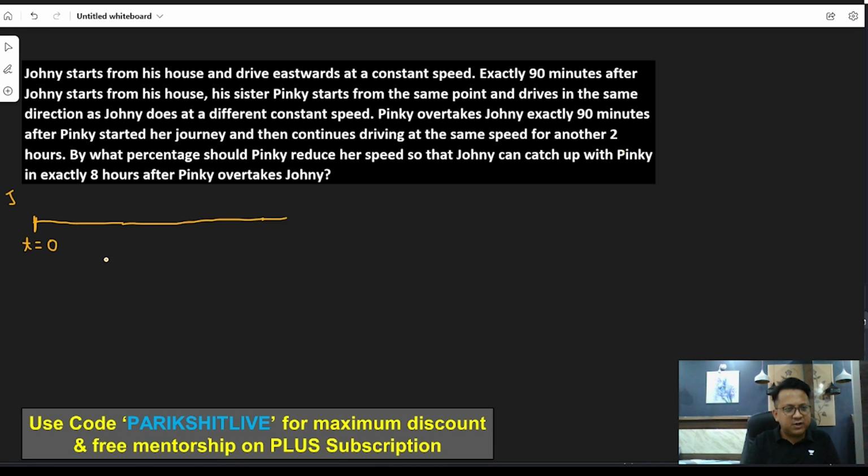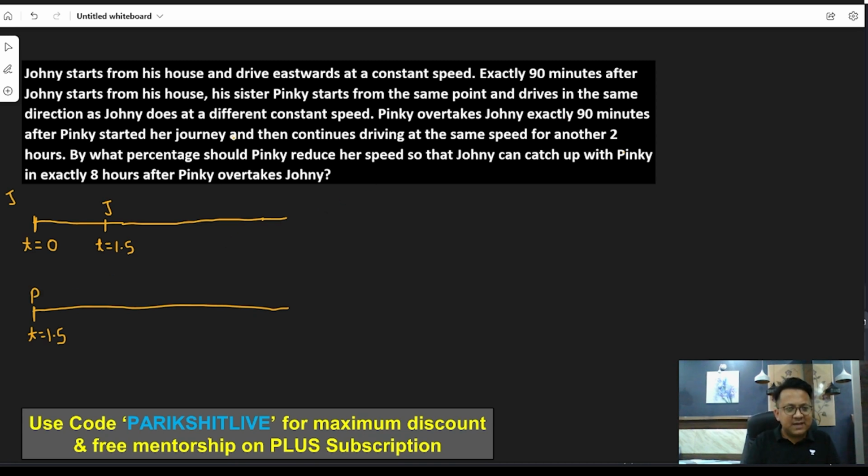Exactly 90 minutes after Johnny starts from his house, his sister Pinky starts from the same point. So remember, the bottom line, let's say, is for Pinky. Pinky starts exactly 90 minutes later, so can I say somewhere at t is equal to 1.5? Remember, 90 minutes is 1.5 hours. At t is equal to 1.5, Pinky would have just started. So I'm just trying to figure out where the people are at different points.